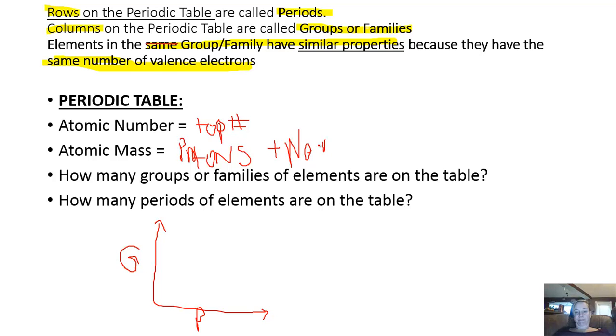So what are you going to do? You're going to add your protons and neutrons. So if you get a question that says I have 4 protons and I have 5 neutrons, what's my atomic mass? Well, 4 plus 5 is 9. My mass would be 9.